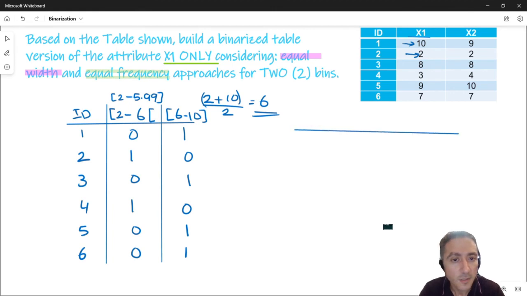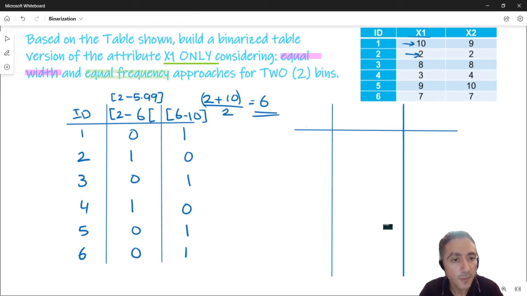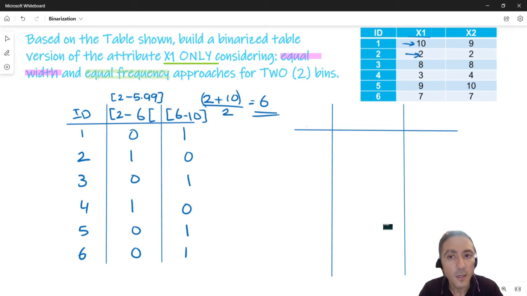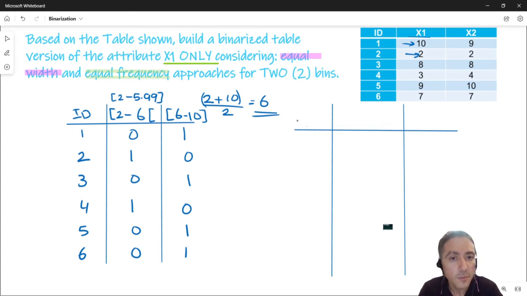So let's start again. Look how our binary table is going to look in this case. Now the range we're not aware of, right? So far, we don't know. So here we have an ID, but as I said, we need to have the same number of objects go in the first bin. Likewise, the second bin. Since we have 6 objects, that means 3 should go in here and another 3 objects should go in here. So let's start with the small, right?